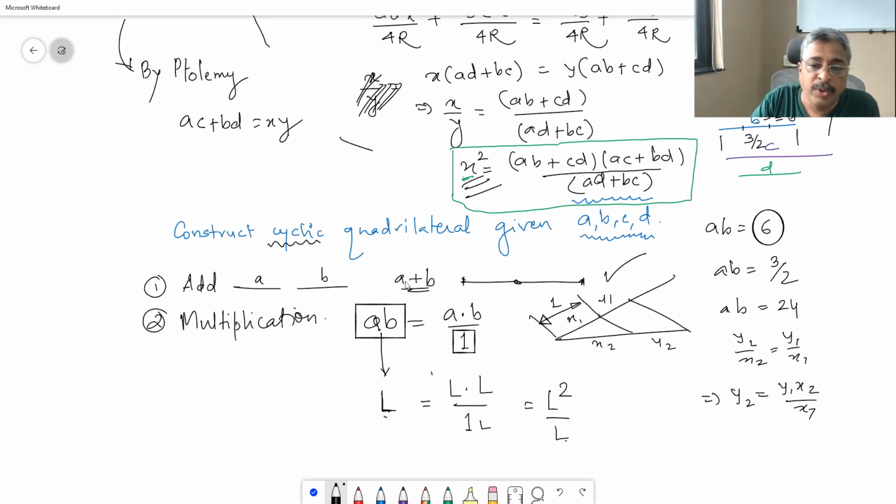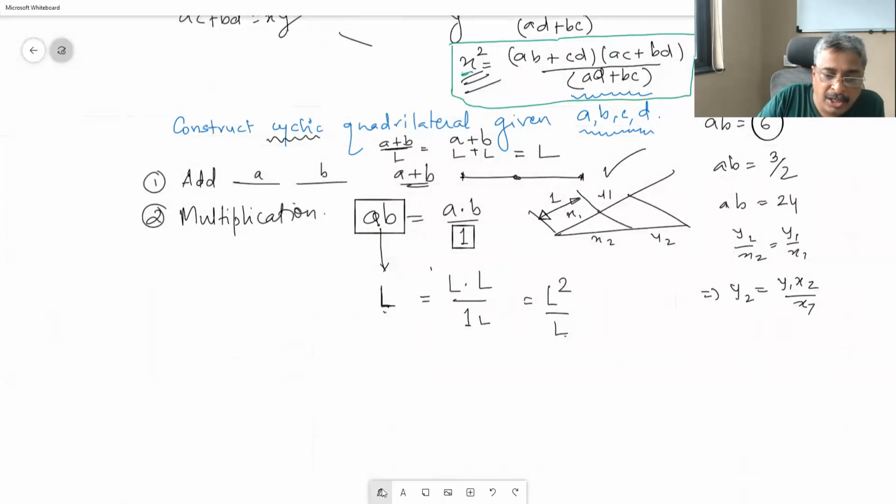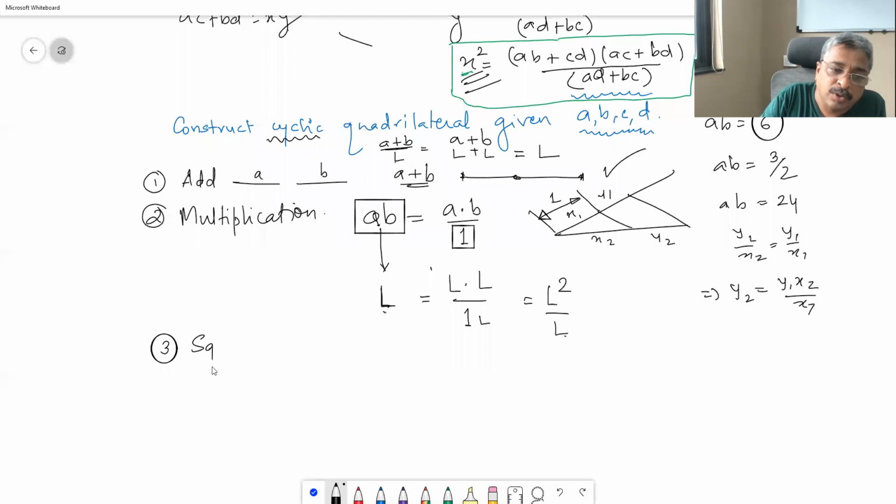Why do we not require a unit of measure for addition? Because we want segment A plus B. A plus B is a segment whose unit of measure is L. The unit of measure of A is L plus the unit of measure of B is L. Therefore, the RHS unit of measure is L and the LHS unit of measure is L. We don't require a unit of measure. Understand? The next operation you have learned in algebra using geometry 3 is square root.